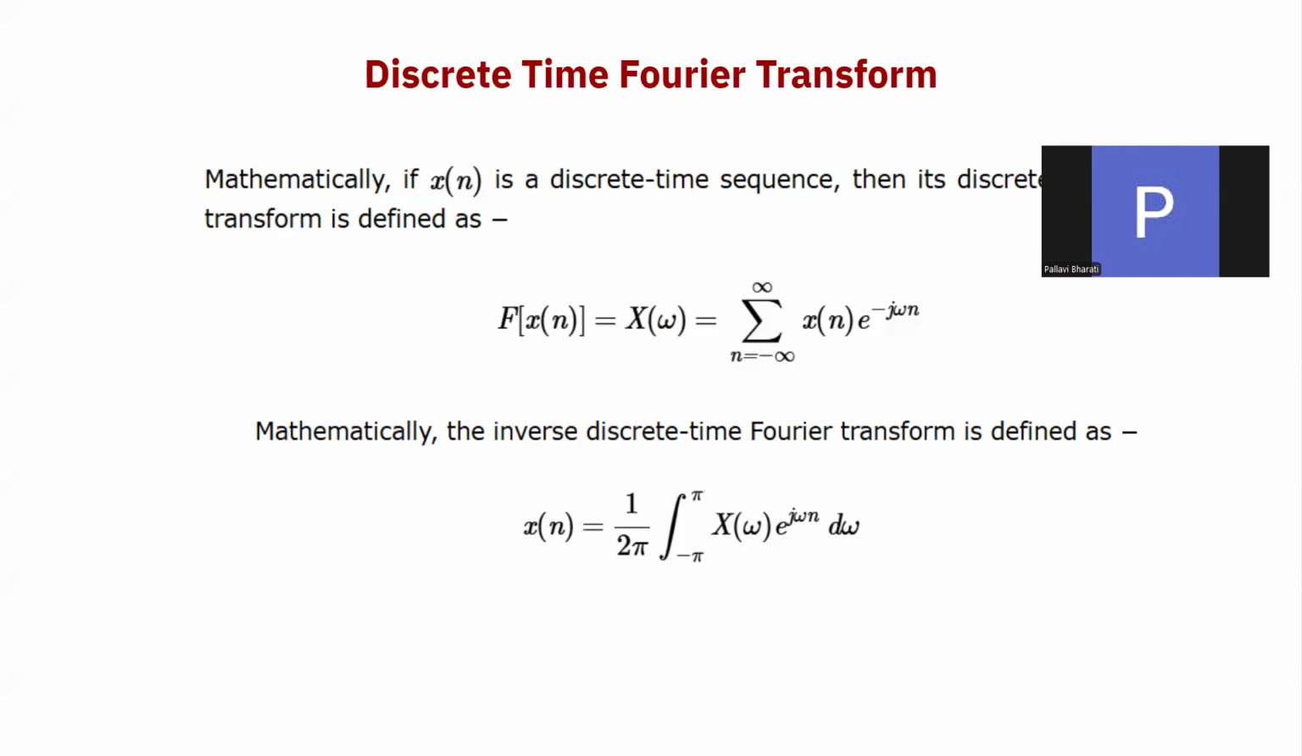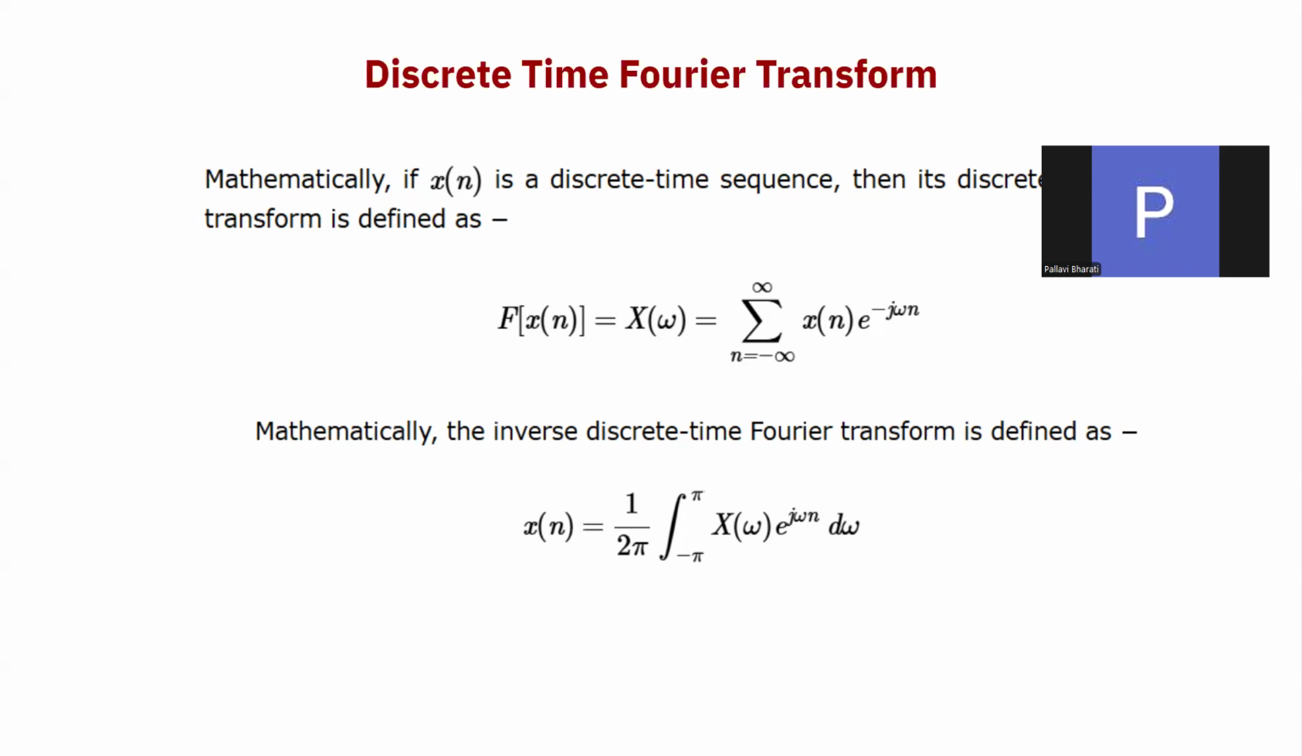You are representing the discrete time signal with x of n, and when you take the Fourier transform of that, you represent it with capital X of e to the power of j omega, and somewhere you use just capital X, with omega inside the bracket. The formula applicable for DTFT is the summation ranging from n equals minus infinity to infinity of x of n e to the power of minus j omega n.